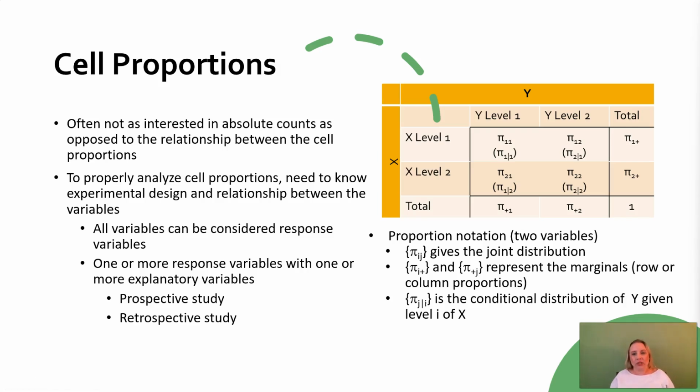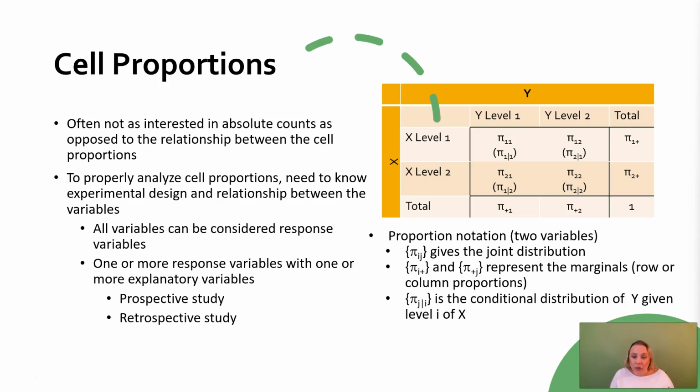So when we look at cell proportions, we're often not as interested in the absolute counts as in the relationship between our cell proportions. To properly analyze our cell proportions, we need to know the experimental design and the relationship between our variables. All of our variables can be considered response variables. So when we know one or more of the response variables with one or more experimental explanatory variables, that can be used in a prospective study or maybe even a retrospective study.